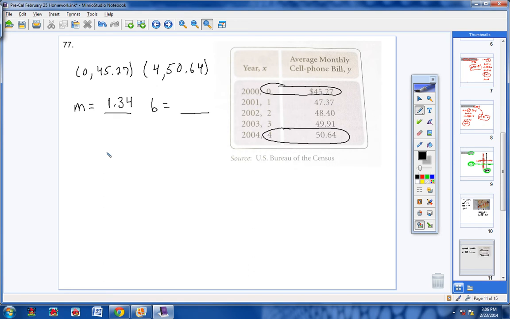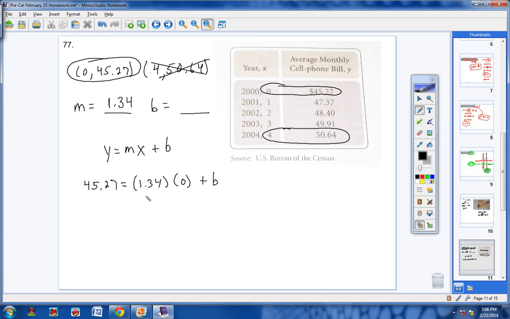Now, let's use our formula to find b. Y equals mx plus b. It does not matter which point you use. I always like to use the point that has a 0 if there's one like that. And so for y, I'm going to substitute 45.27. For my slope, I'm going to substitute 1.34. And for my x, this time I'll be sure and get it right, I'm going to substitute 0. And there we go. 1.34 times 0 is 0. 0 plus b is b. So 45.27 equals b. So now I know what b, or my y-intercept, is.